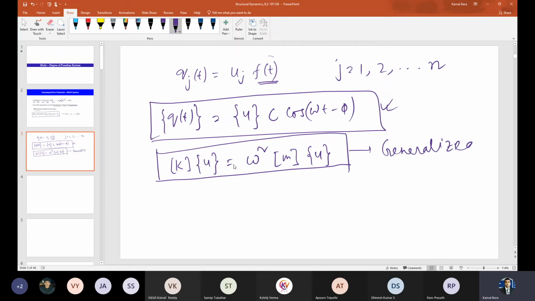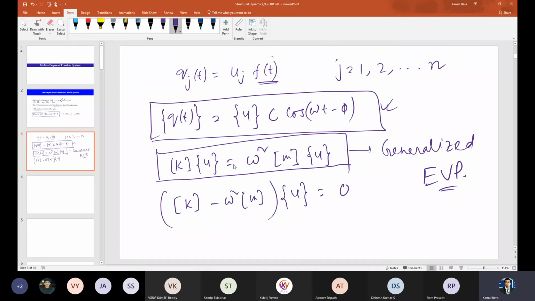Generalized eigenvalue problem, EVP. Right? Then we can write it like this also, equals 0. We have seen that for a non-trivial solution, the determinant of this coefficient matrix has to be 0. So the determinant of K minus omega square M equals 0.